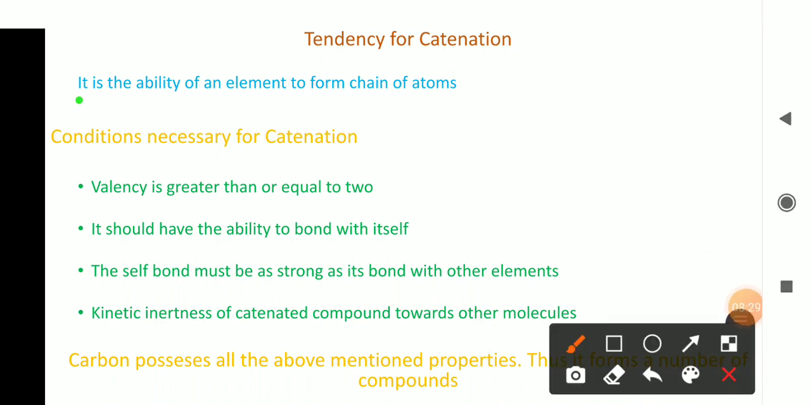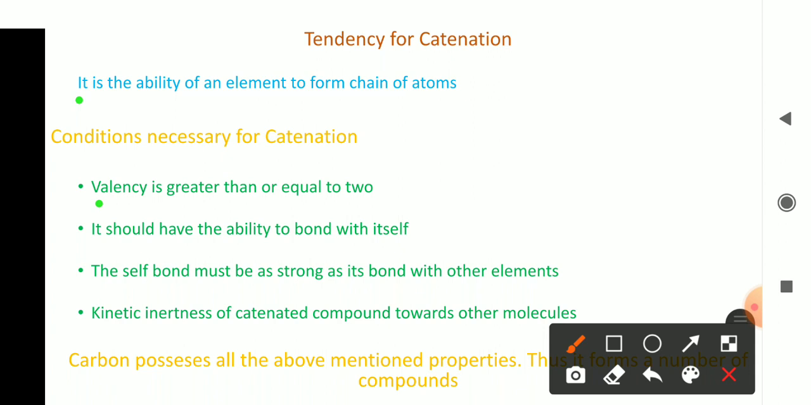What is given here? It is the ability of an element to form a chain of atoms, which means it is able to form larger compounds. It is able to form a number of compounds. So this is called catenation. And for an element to show more catenation, there are some conditions it should possess, given here under the heading conditions necessary for catenation. Look at condition number 1. The valency is greater than or equal to 2.